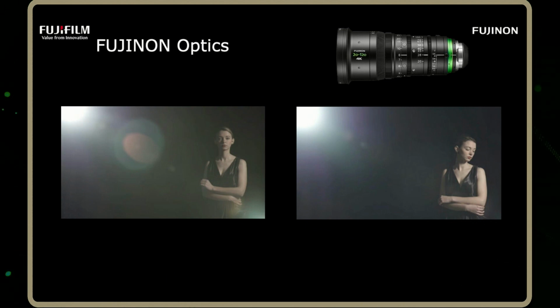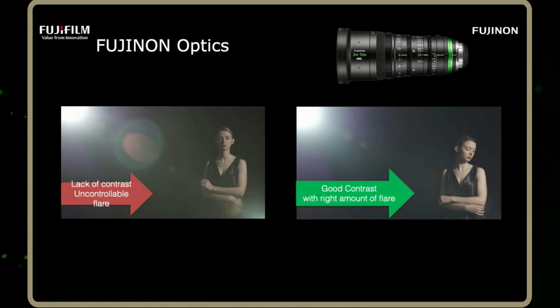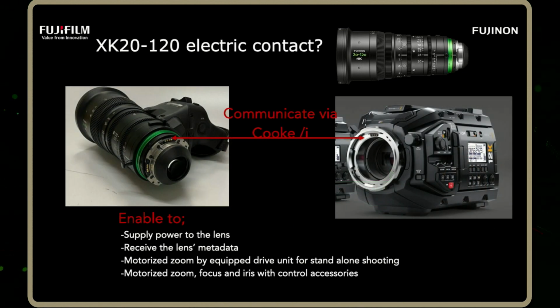Yeah, so this also is apparent in terms of lens flare and general glare. So if you just build the slide again, on a lens which has maybe slightly older coatings or older designs, or a lens that's not designed for HDR, you can see on the left side you've got a lack of contrast in the image. You've got an uncontrolled flare. And on the right side of the image with the XK20 to 120, you've got great contrast in that image, and you've got just the right amount of lens flare. It's controlled.